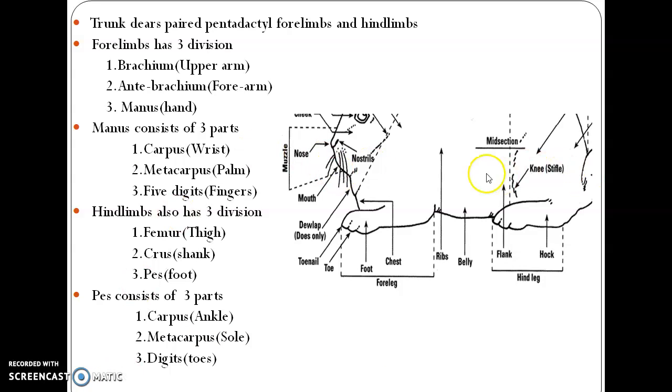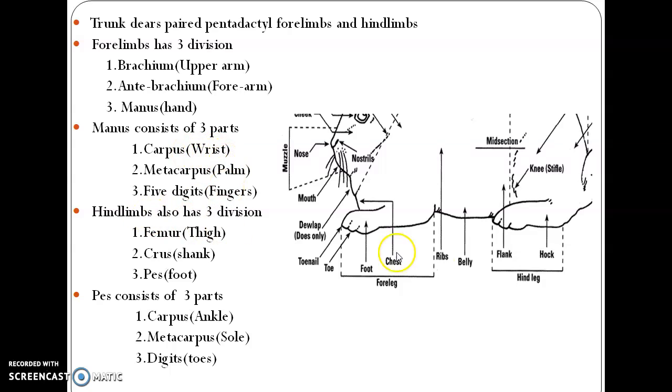Then the trunk also bears a pair of appendages, forelimbs as well as hind limbs. The forelimbs, we all know, are divided into 3 distinct areas: upper arm, forearm, and hand. The upper arm is literally called the brachium, then the antebrachium, and the manus or hand. The manus consists of 3 parts. That is, the hand region generally consists of carpus, metacarpus, and 5 digits, which more simply we can say are the wrist, palm, as well as fingers.